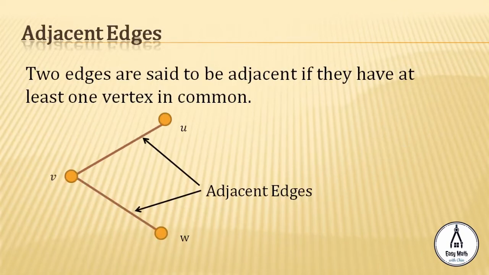Adjacent edges. For 2 edges to be adjacent, there should be at least one vertex in common. So here the vertex V is common for both of these edges. Therefore, these 2 edges are adjacent edges.